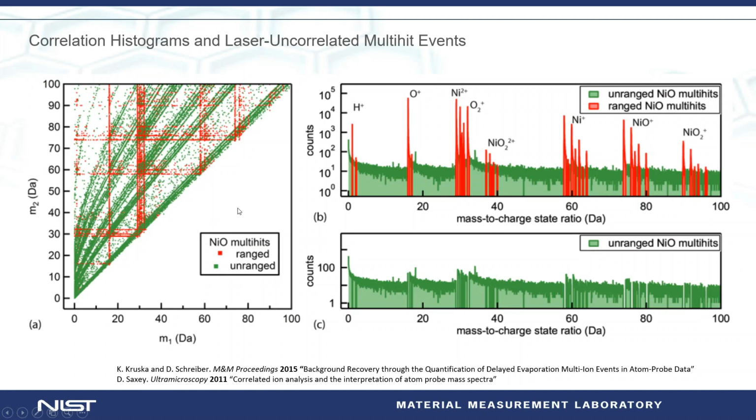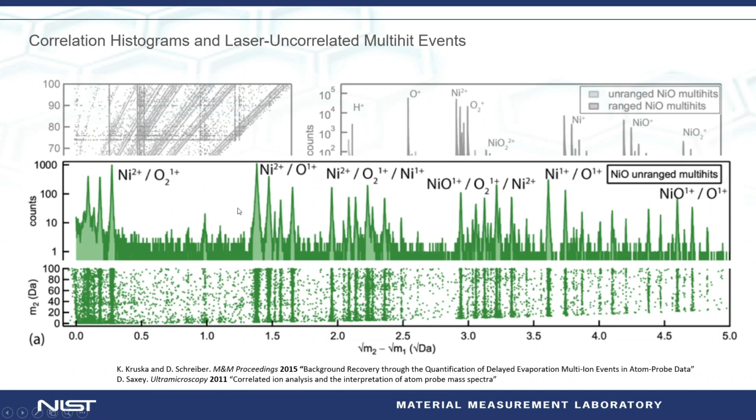With some help from David Saxe's work, they noted that you can replot these in a histogram across delta time of flight space. You get out these nice sharp peaks, and you can actually recover the majority of this background. You can assign them, and you can see how that might bias a composition measurement.